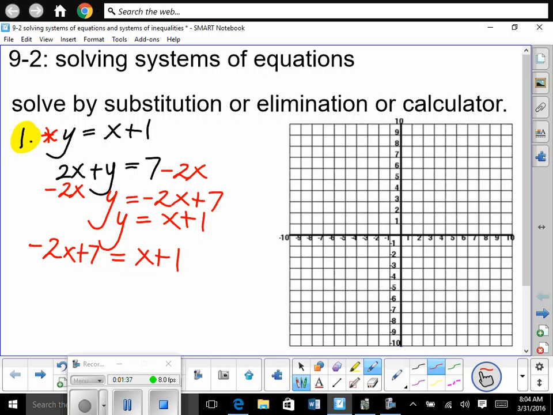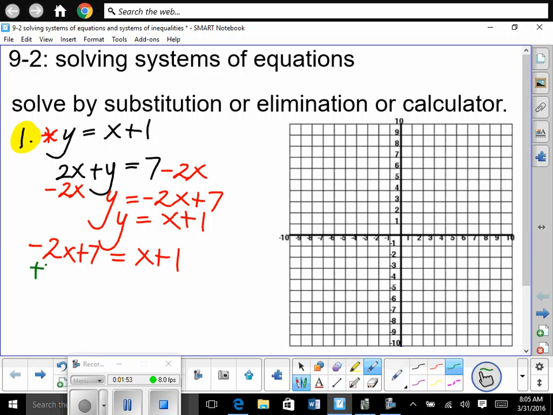Or in other words, what we're saying, guys, by setting this up is, when does negative 2x plus 7 equal x plus 1? So we're finding where they intersect. However, this way we're just doing it algebraically. So now we just solve for x piece by piece.